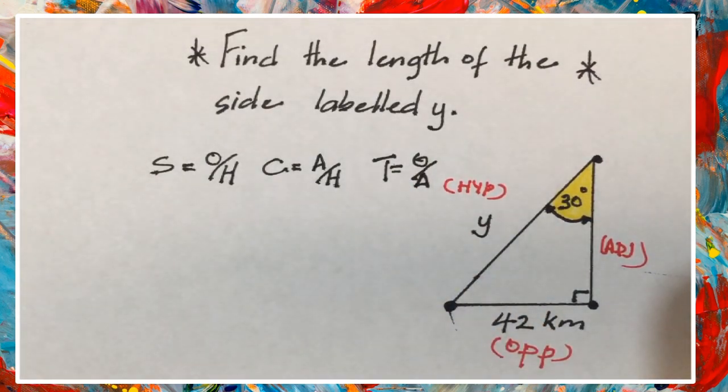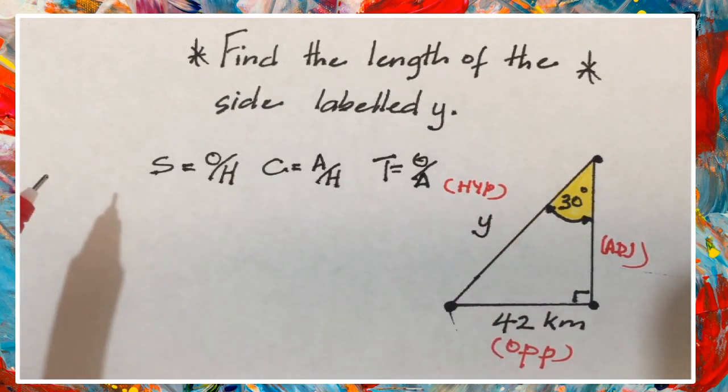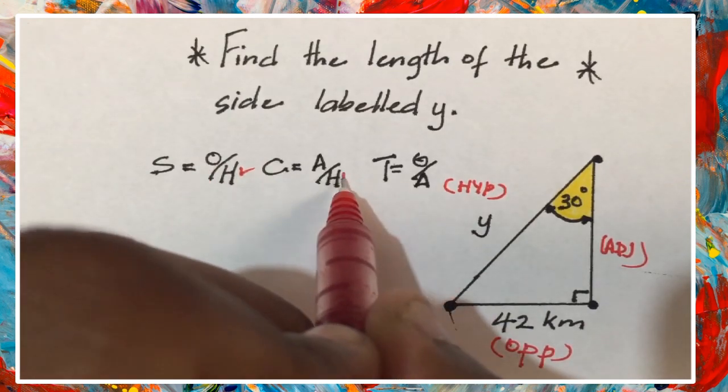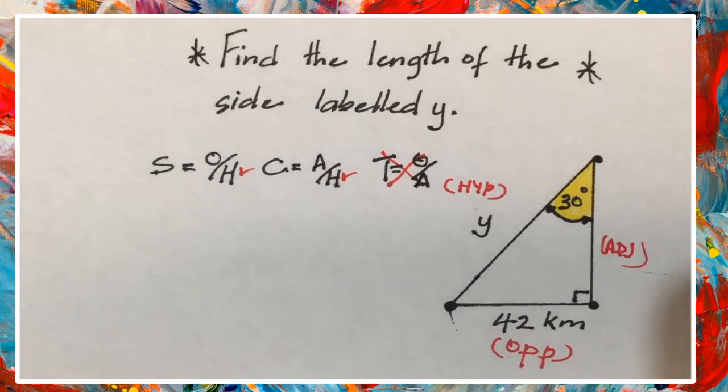So now we have to do the check. We need to find the hypotenuse. So the ratio we use must have the hypotenuse. So this one has the hypotenuse, this one has the hypotenuse. This one doesn't have the hypotenuse, so we're not going to use that.